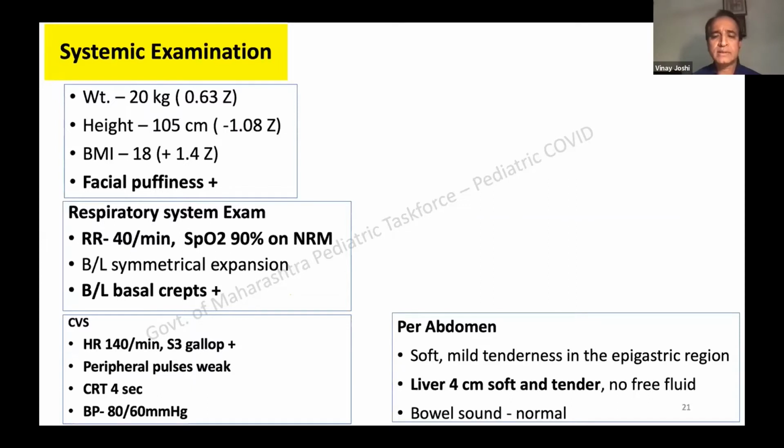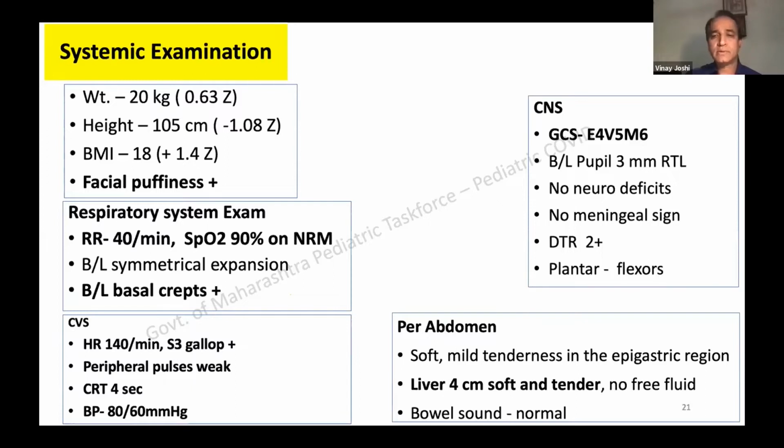Per abdomen wise, liver was 4 centimeters, soft and tender, with tenderness in the epigastric region. Bowel sounds were normal. On CNS examination, GCS was 15 by 15. Pupils were normal. There were no neurodeficits and the plantars were flexors. So what is the impression on your primary assessment and SAMPLE history, and then coming to the systemic examination?